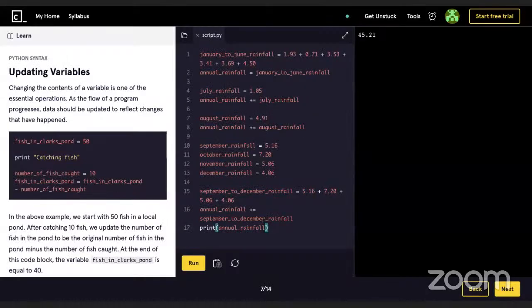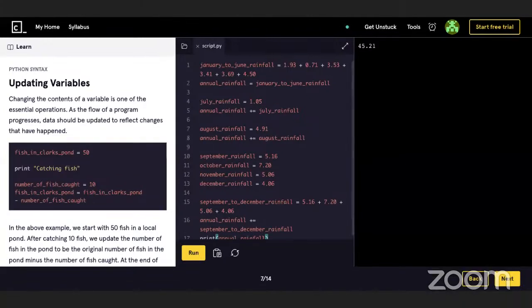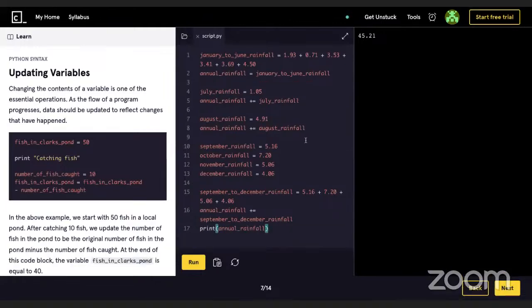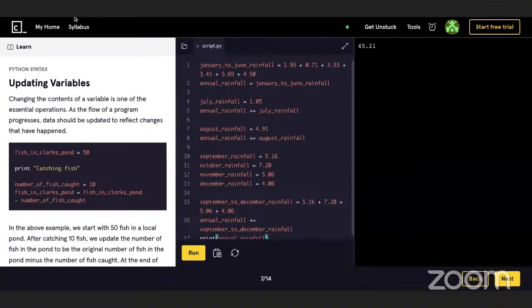Okay. I want someone to explain something for me, right? So I'm going to lower your hands, okay? I want someone to explain line 16. What is line 16 doing, right? Who wants to explain line 16 for us? Can you hear me? Yes. So line 16 is actually adding September to December rainfall to the annual rainfall variable. Cool. Thank you so much.